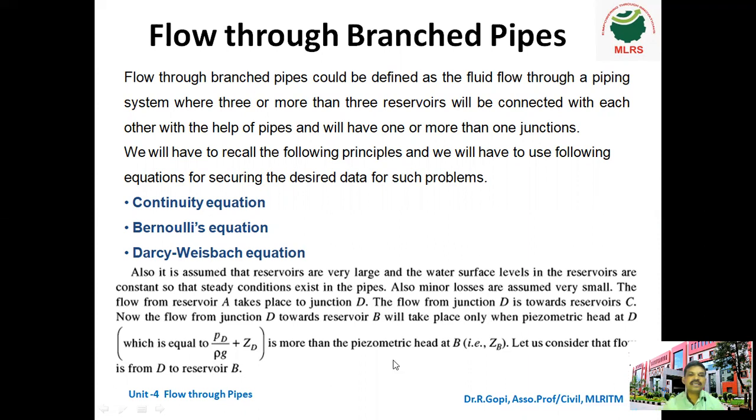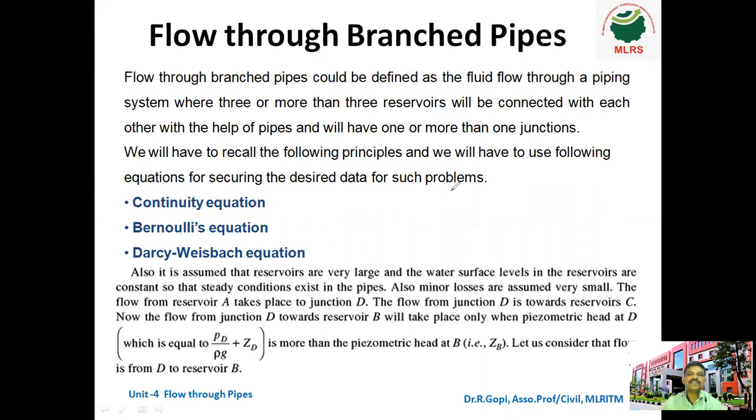Now let us see in detail. Flow through branched pipes can be defined as the fluid flow through a piping system where three or more reservoirs are connected with each other with the help of pipes and will have one or more junctions. Minimum one or more junctions are also possible. We will have to recall the following principles and use the following equations for securing the desired data for such problems.